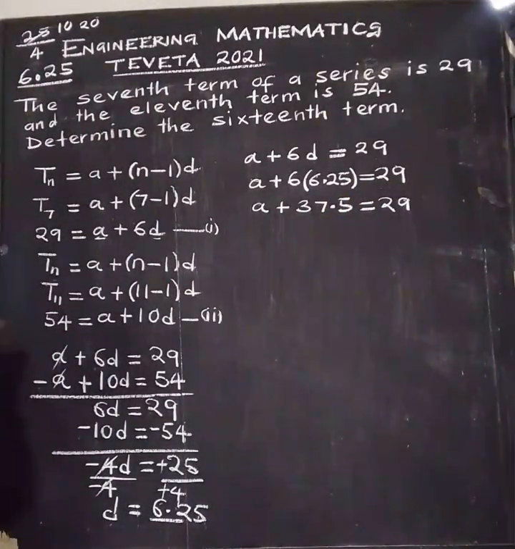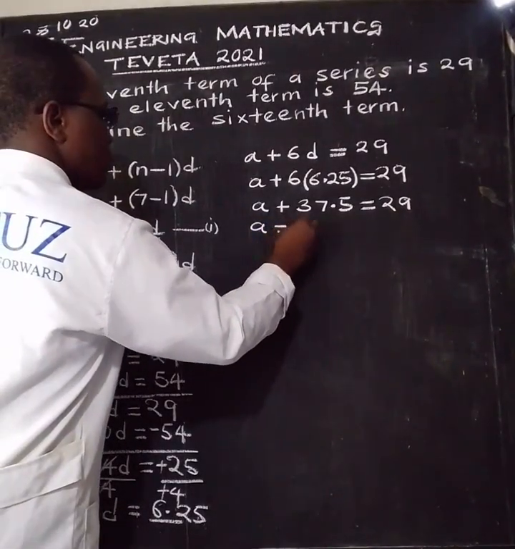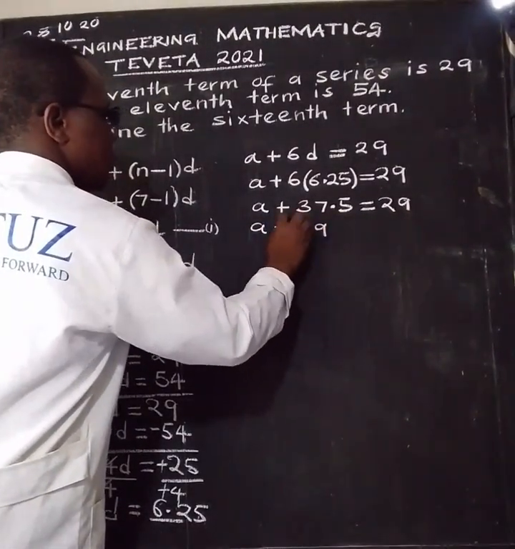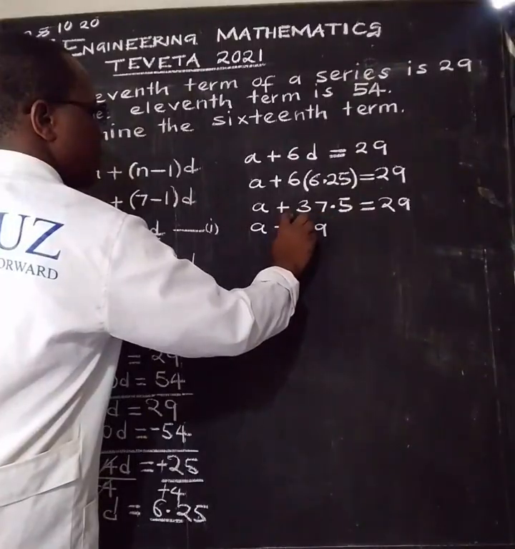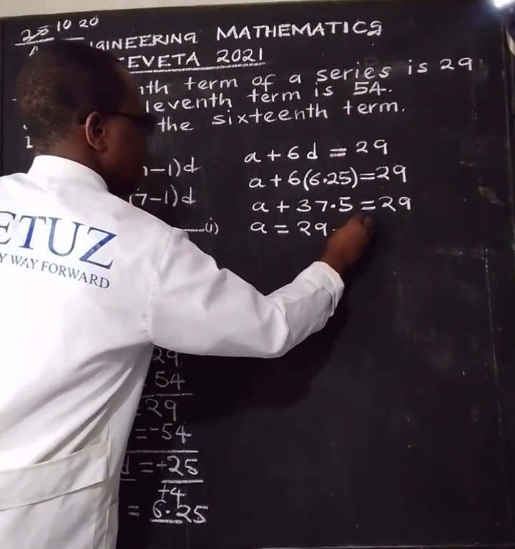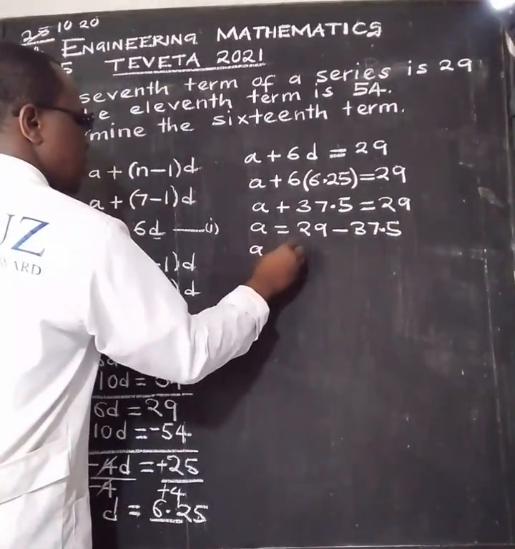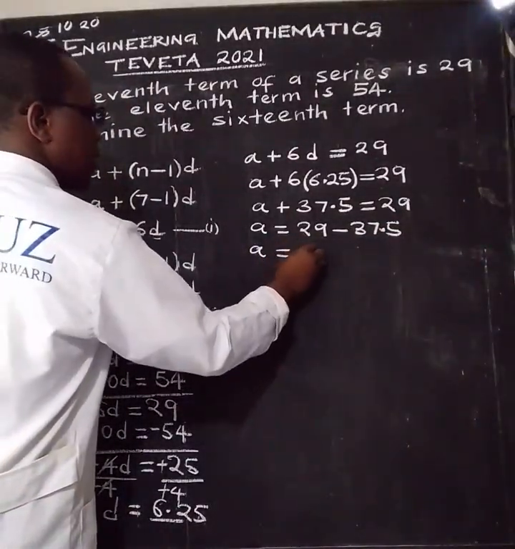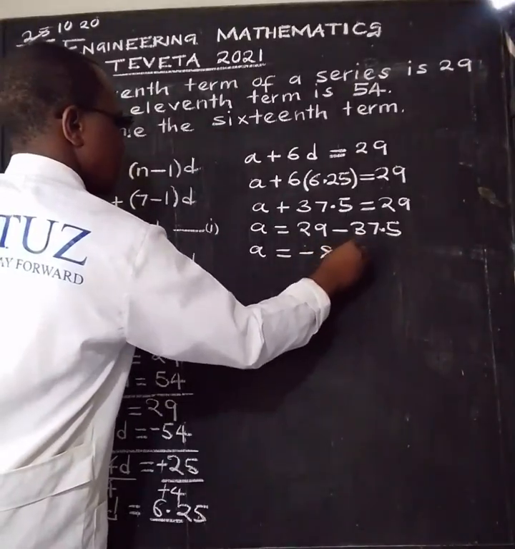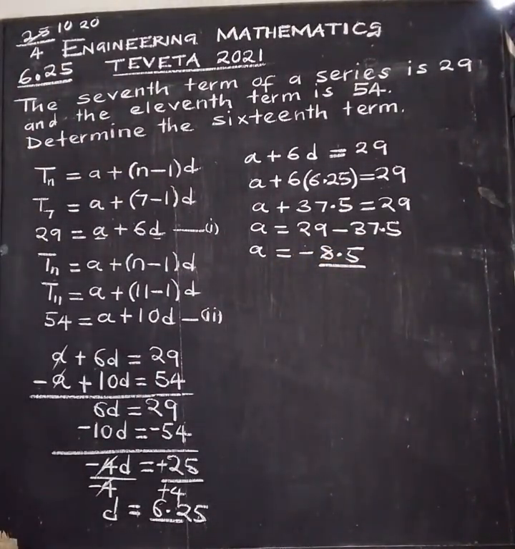At this point you can group the like terms and say a is equal to 29. This is positive, take note. When you transpose this positive to the other side, we're going to get negative 7.5. So our first term is equal to, when you subtract, negative 8.5. So negative 8.5 is our first term.